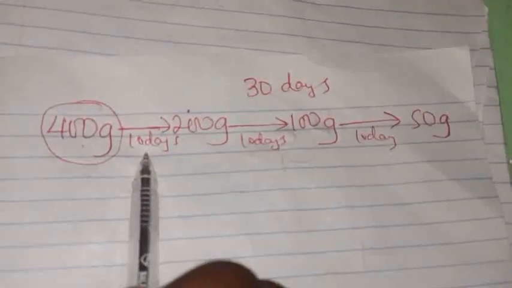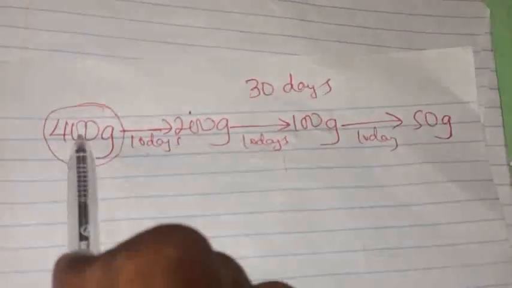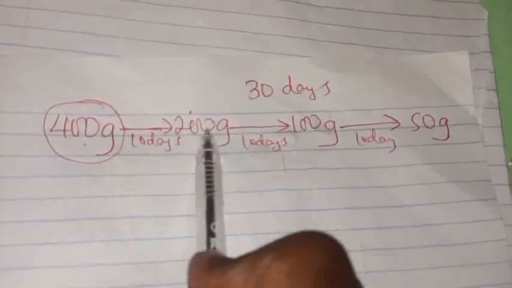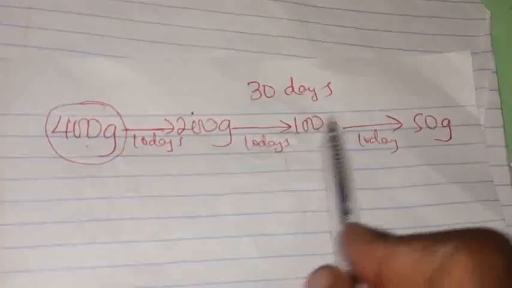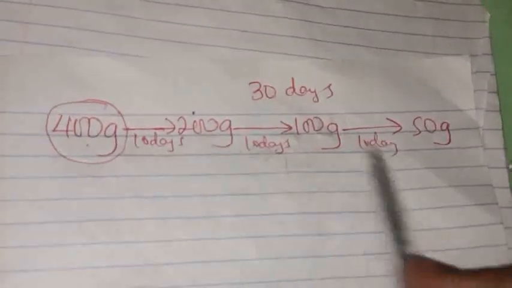The half-life is 10 days, and the original mass is 400 grams. It reduces to 200, further reduces to 100, further reduces to 50. In 10 days, 10 days, 10 days. Those are 30 days. After 30 days, the mass reduces to 50 grams.